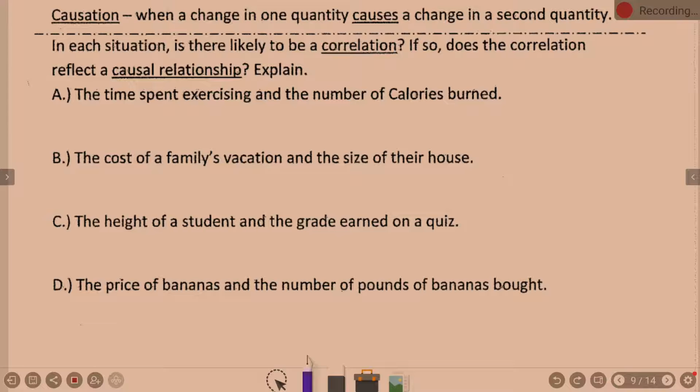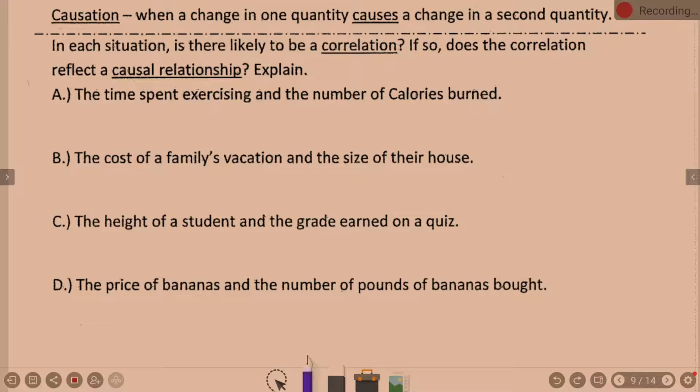Yes, so there is a correlation. Now, is that a positive correlation or negative correlation? I said negative. I'm just guessing. Well, don't just guess. Gotta be able to explain why. You're burning calories and it's going down. What's going down? Calories.